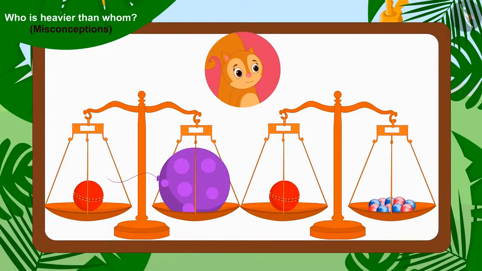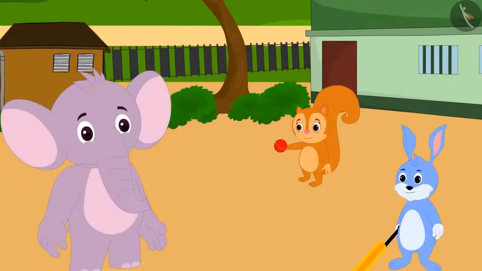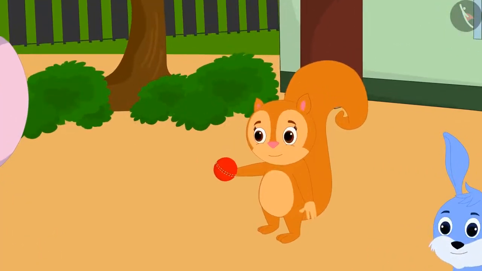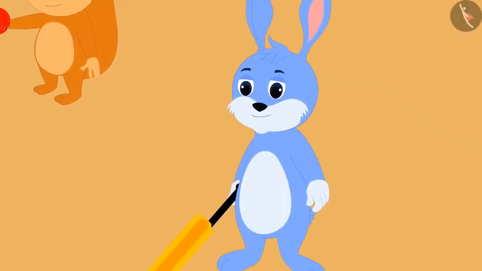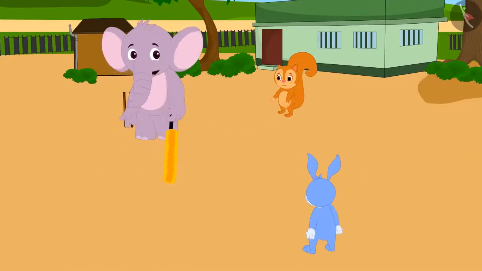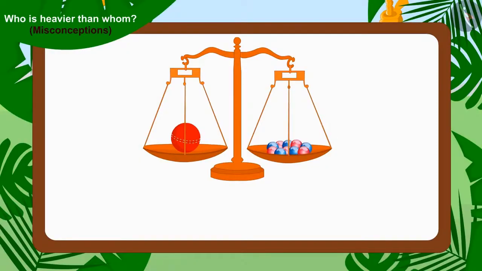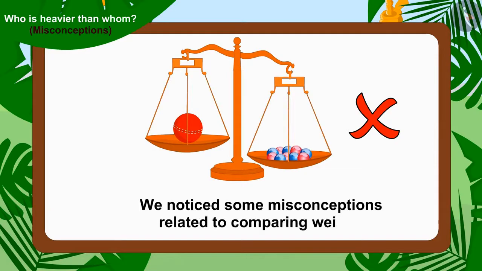Bunny and Appu agreed that the weight of Chanda's one cricket ball is more than Appu's balloon and Bunny's 10 marbles. Finally, the three found out which game they had to play. They took Chanda's cricket ball and Bunny also brought a cricket bat from his house. All three friends played the game of cricket with great pleasure. Children, in this video, we learned about some misconceptions related to comparing weight.